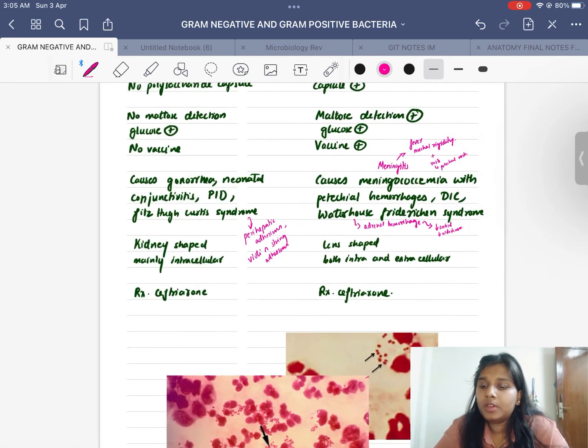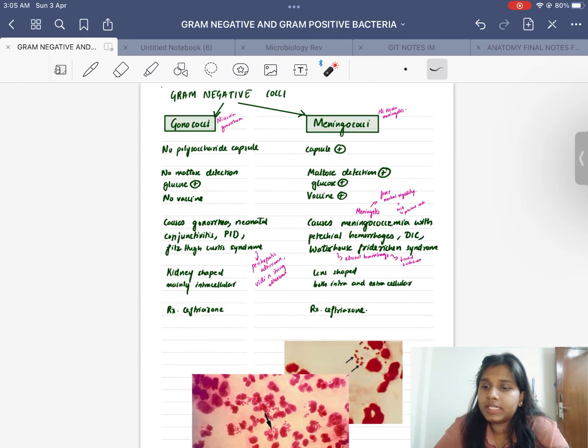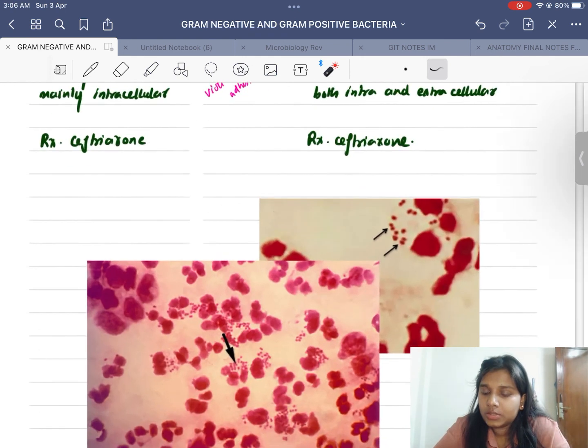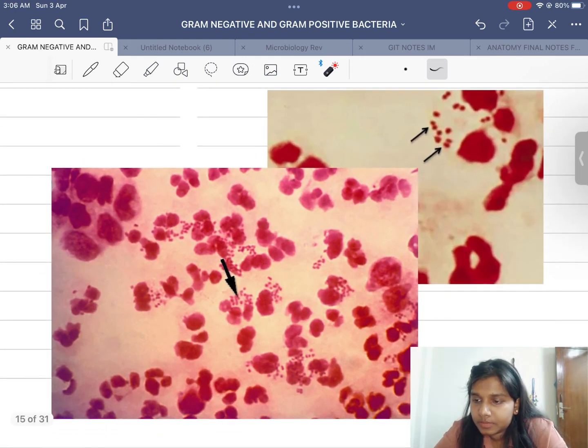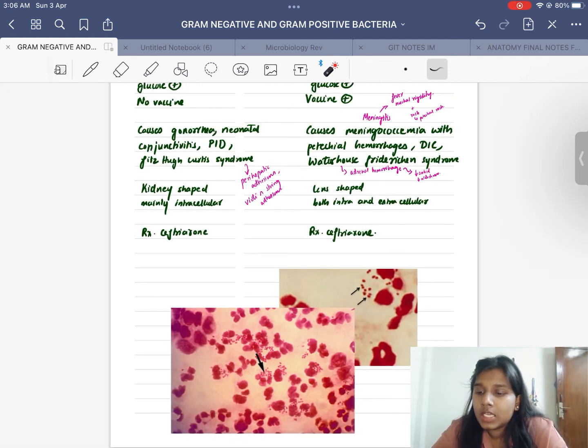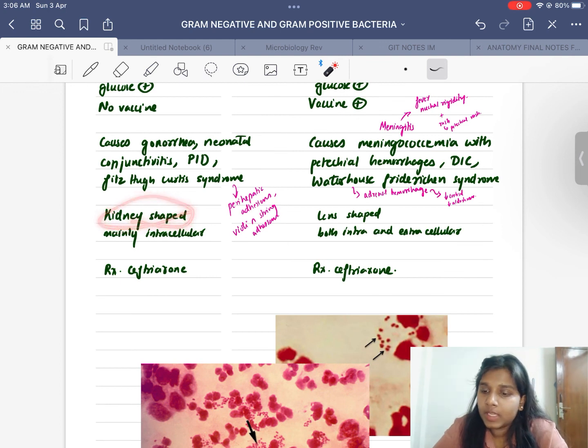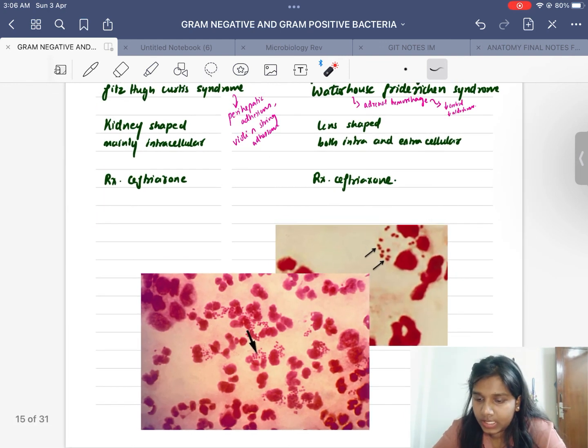Okay, now both of them are basically gram-negative cocci. Basically they are diplococci. Okay, so now when you look at this, see, I can see these coccus. Okay, some of them are inside the cells, some of them are outside the cells. So whenever they show you this image, correlate with the history because both look approximately similar. They say here one is kidney shaped and one is lens shaped, but they nearly look similar.